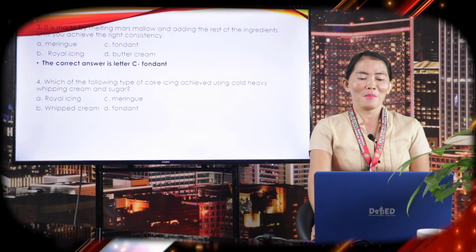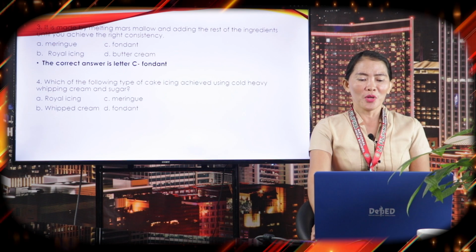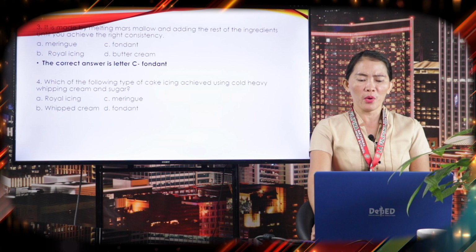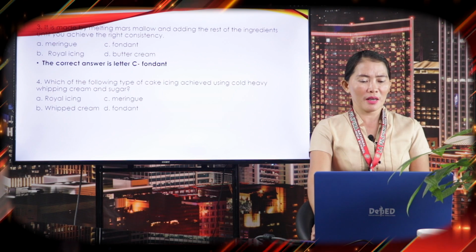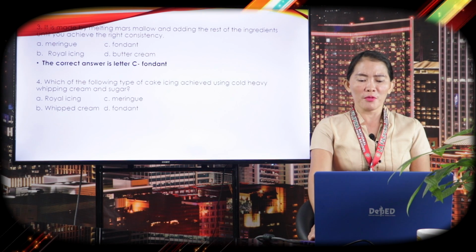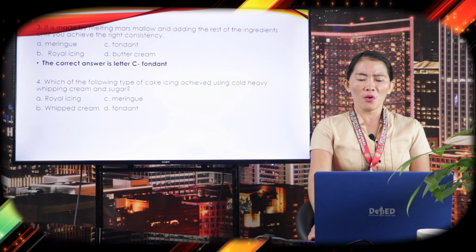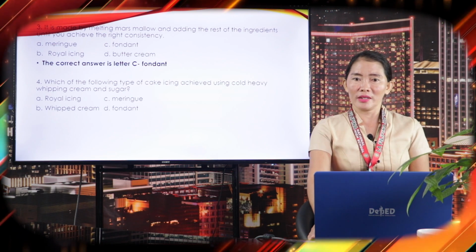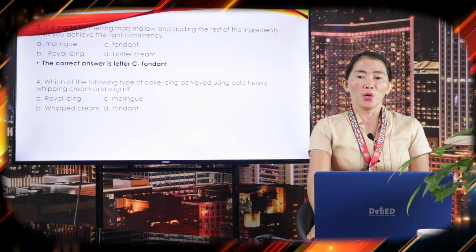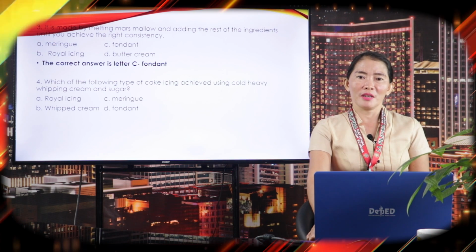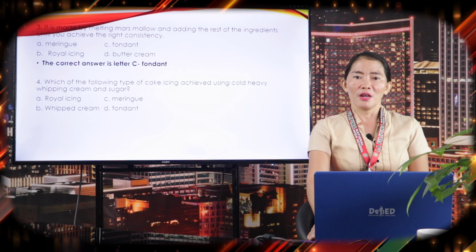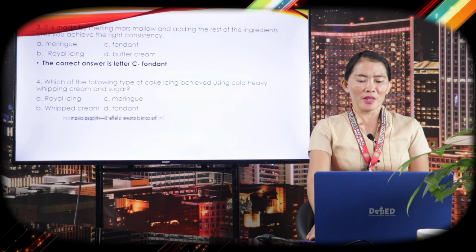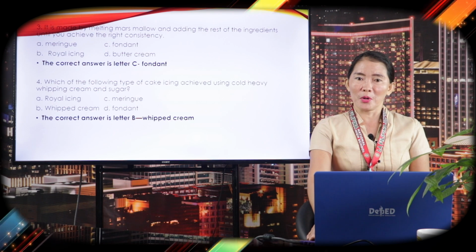Fondant. Number 4. Which of the following type of cake icing achieved using cold heavy whipping cream and sugar? Letter A, royal icing. Letter B, whipped cream. Letter C, meringue. And letter D, fondant. The correct answer is letter B, whipped cream.